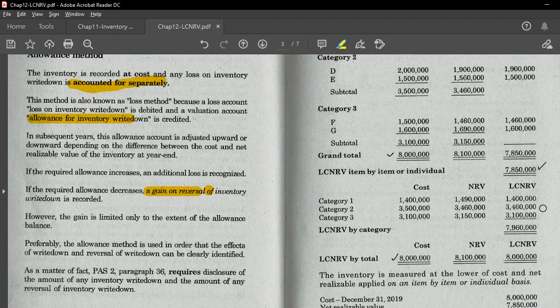The next year kay ni 25 kasi nag face-to-face na po, nagbalik ang face-to-face nga klase, so magamit na ang highlighter sa mga dasig mag-study. So, medyo nakabawi na, tag 25. So, katong 5 nga saka, we call it the gain on reversal if we are using the allowance method. However, the gain is limited only to the extent of the allowance balance.